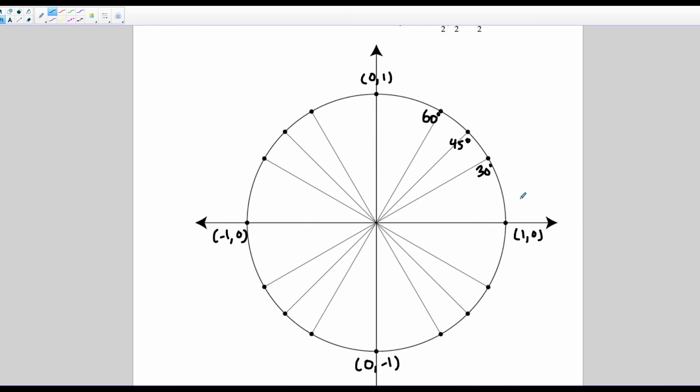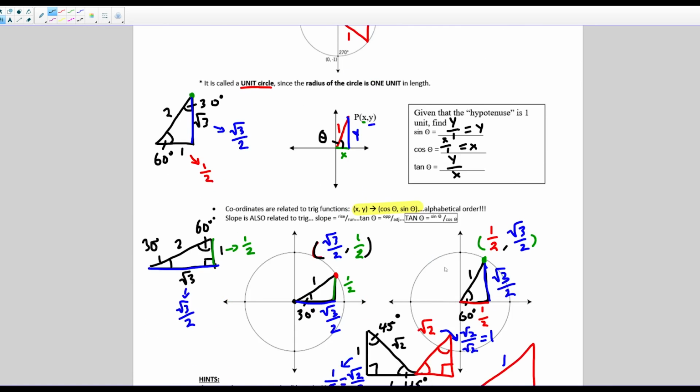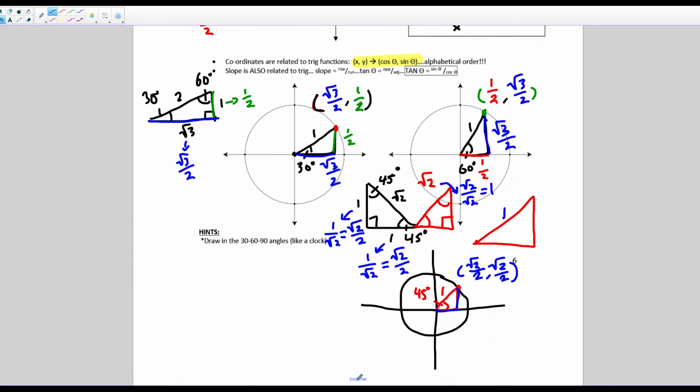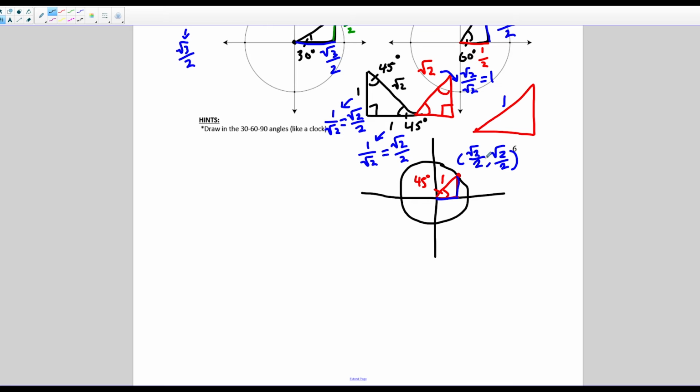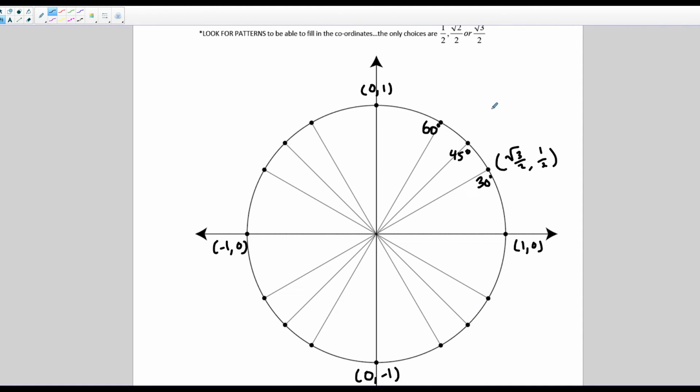So let's go ahead and write that down. So root 3 over 2 and 1/2. We're going to do the same thing for the 45-degree angle. So we're going to go back to our 45-degree triangle down here, and we had an ordered pair of root 2 over 2 and root 2 over 2. So let's go ahead and fill that in. So root 2 over 2 and root 2 over 2.